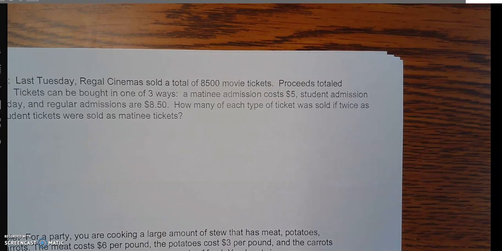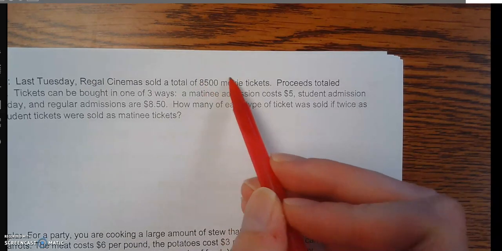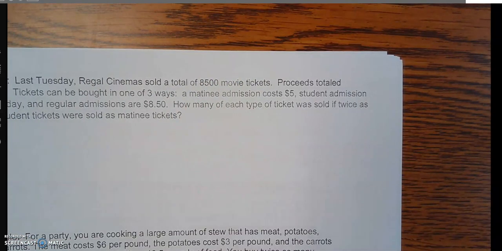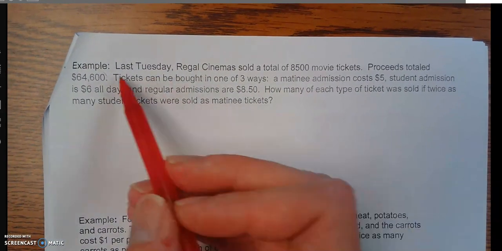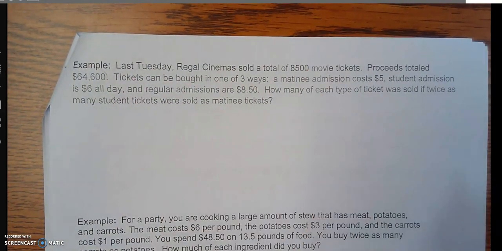Backside, last week Regal Cinemas, they sold a total of 8,500 movie tickets. Proceeds totaled $64,600. So there's 2 things right there. Here's an equation, and here's an equation. I'm just not quite sure what my variables are. So I have a value and I have a total number.